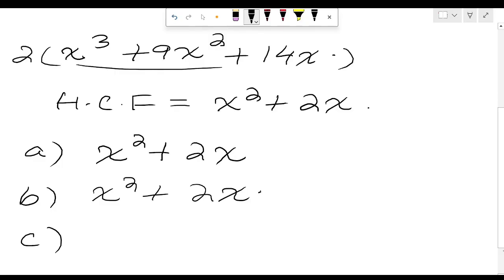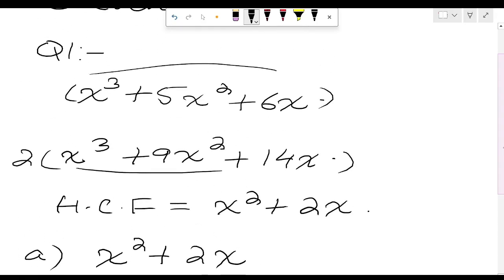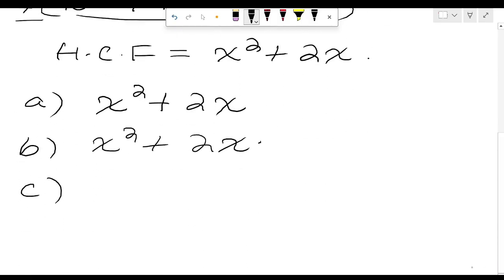Okay, so the third part says, what would be the HCF if the first polynomial was multiplied by 3 and the second polynomial was multiplied by 7? So look, now the first polynomial is being multiplied by some sort of number and the second is also being multiplied by some sort of number. But they still don't have anything in common. So the answer for this part will remain the same, x square plus 2x.